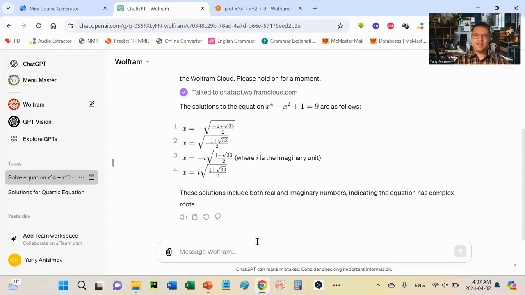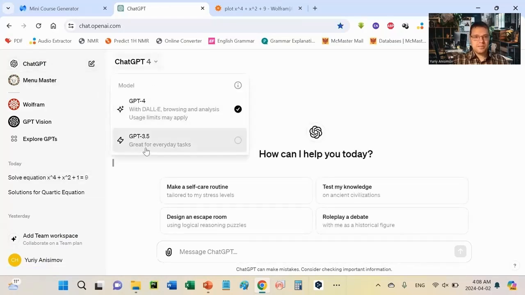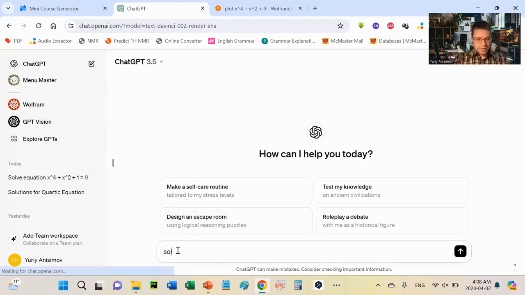And finally, why not try GPT 3.5? Let's see how it works. I remember in the past GPT 3.5 was bad at problem solving. So let's check now how it works. In case some of you didn't subscribe to the ChatGPT 4 model, you can still try using GPT 3.5, but you just need to make sure that it gives you correct answers. Let's go to 3.5 and see. So new chat box, GPT 3.5. Solve equation x to the 4 plus x squared plus 1 equals 9.